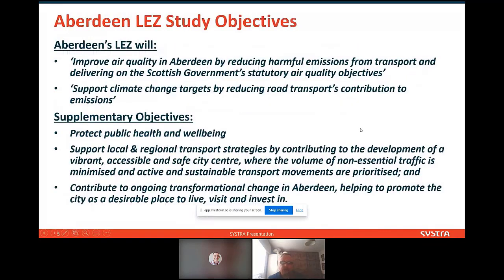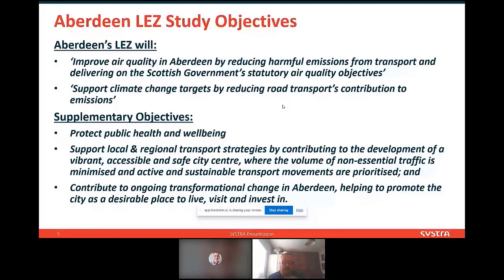Now, there's a lot of words on here. I'm not planning on reading through it. It's really the statement of the objectives for Aberdeen, and each city had slightly different objectives, but effectively the key objective is quite obvious, is to reduce the harmful emissions from transport to meet the air quality objectives.